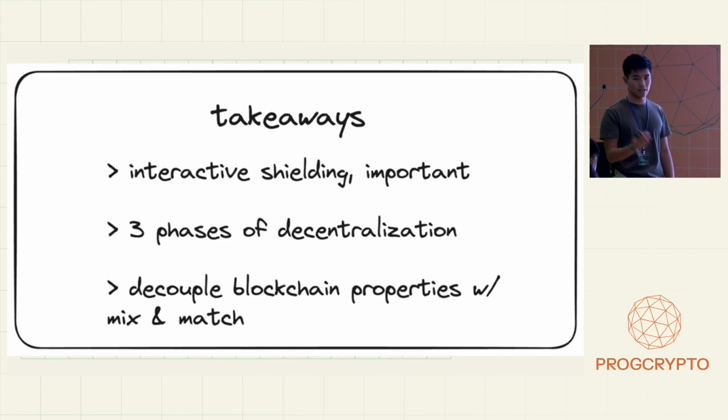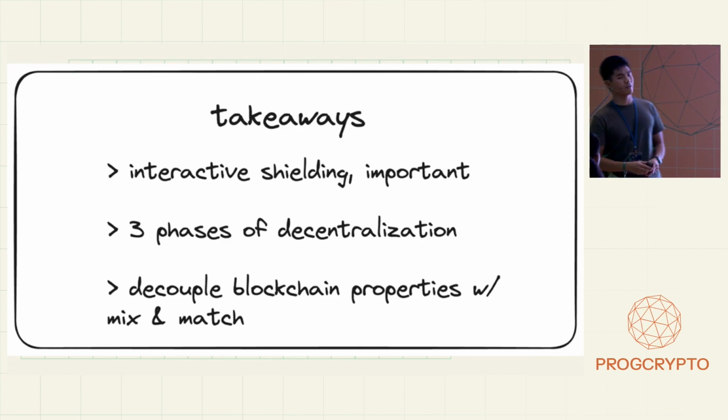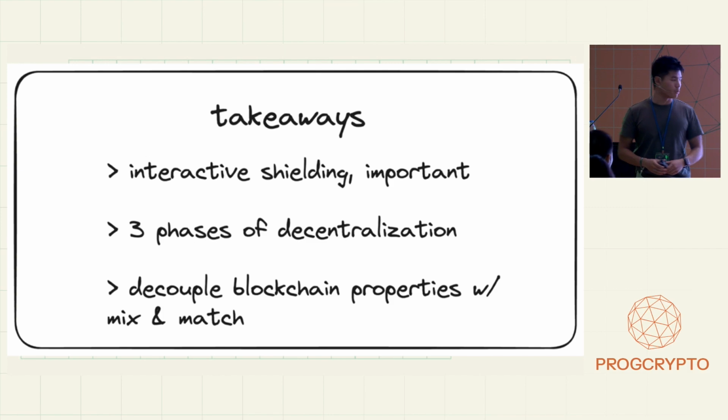And so the three takeaways that I'd like to end my talk with here are, number one, interactive shielding is important. It's something that you'll start seeing a lot more of in the next few months. Two, there are 3 phases of decentralization for this, and there's a particular reason for it, because we want some combination of momentum and UX and trust that we're okay with and people have great experiences with. And then finally, I'd like to get the conversation started more in our community where we decouple the blockchain properties that we want to provide.